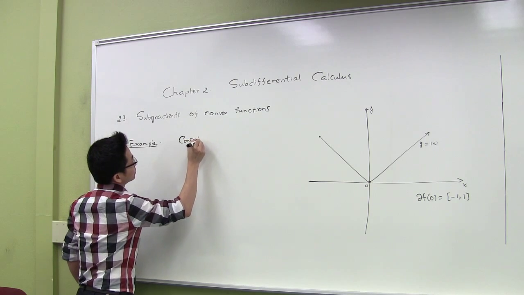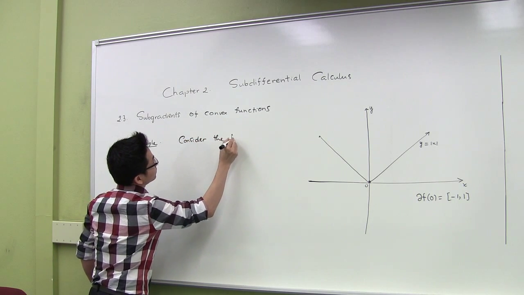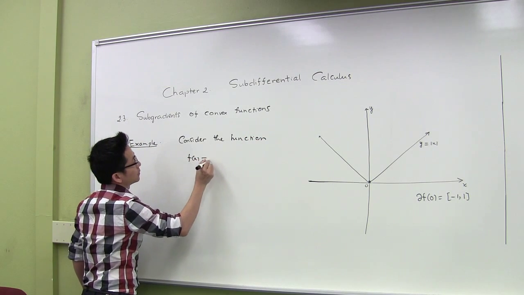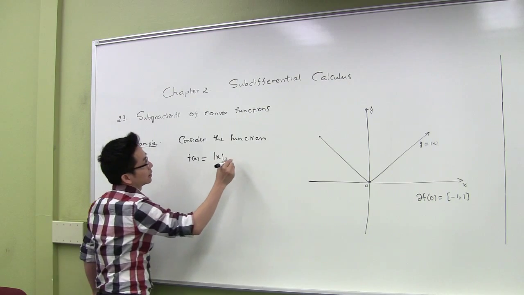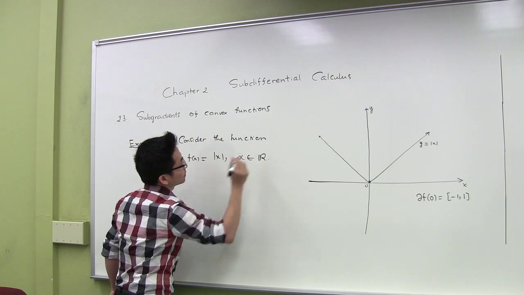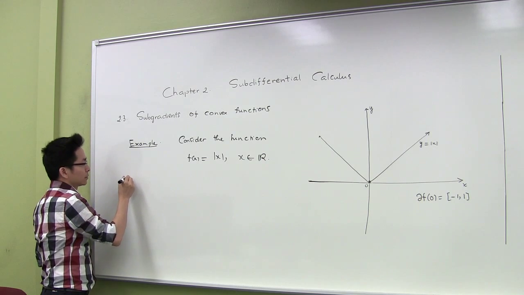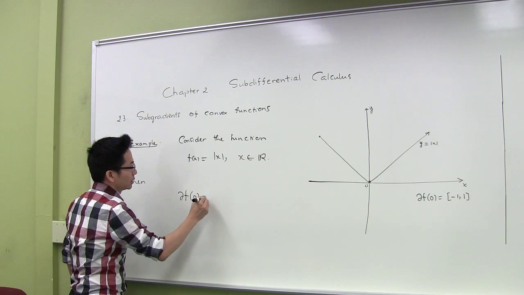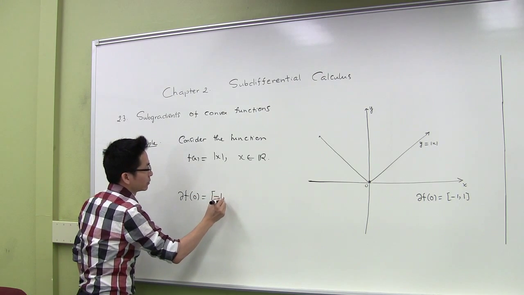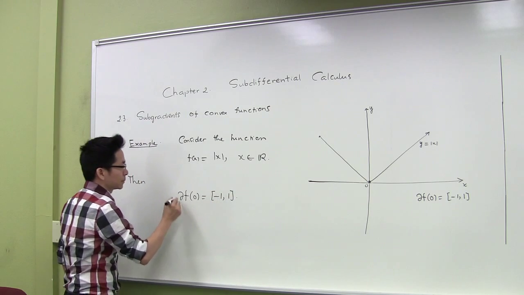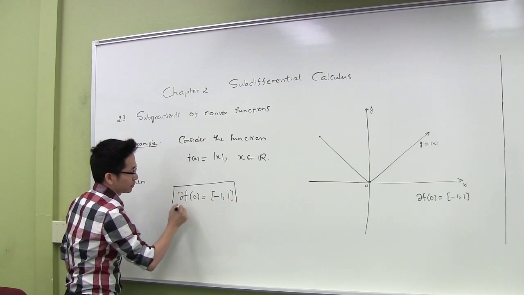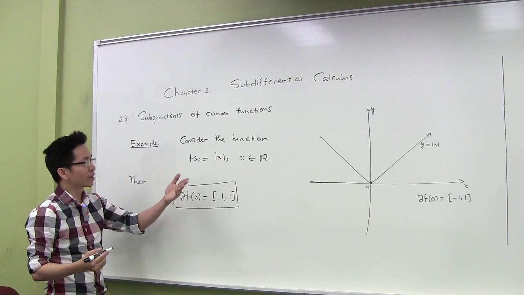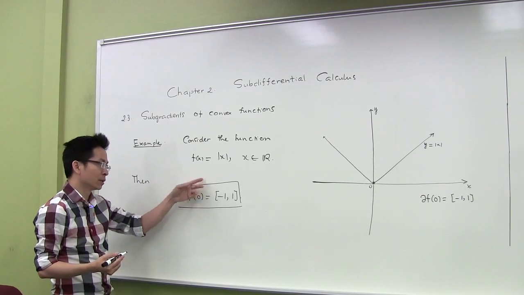Consider the function f of x equals the absolute value of x. Here x is in R. Then the subdifferential of the function at 0 is the closed interval minus 1, 1. Now let me use the definition of subdifferential presented earlier in order to prove this.